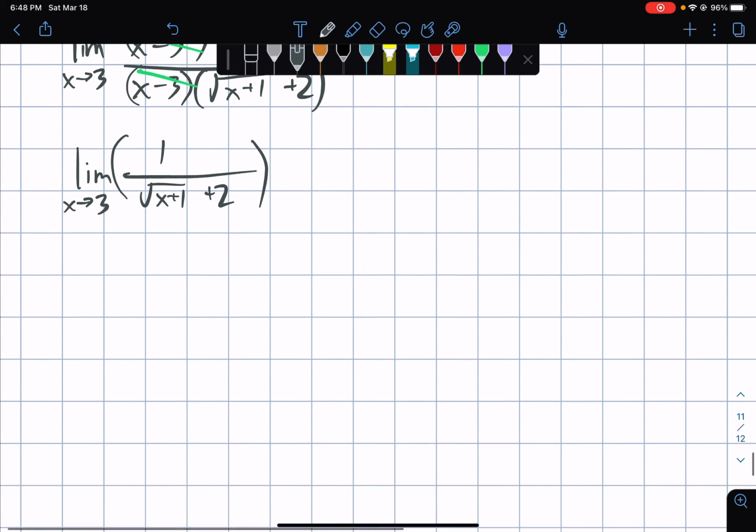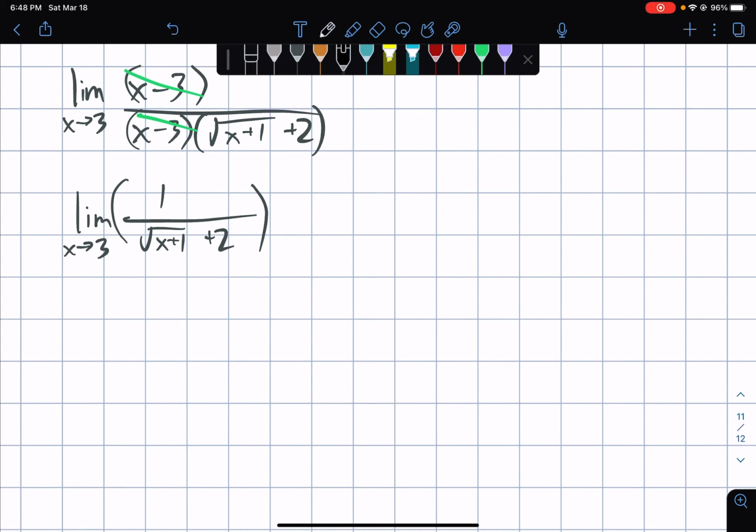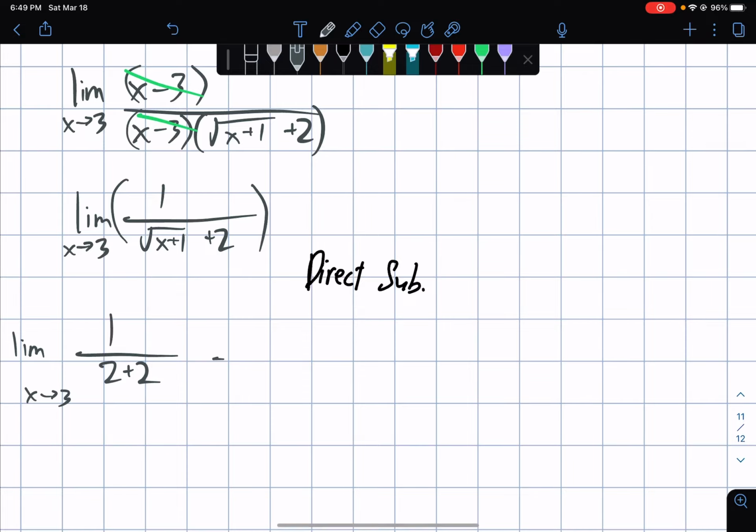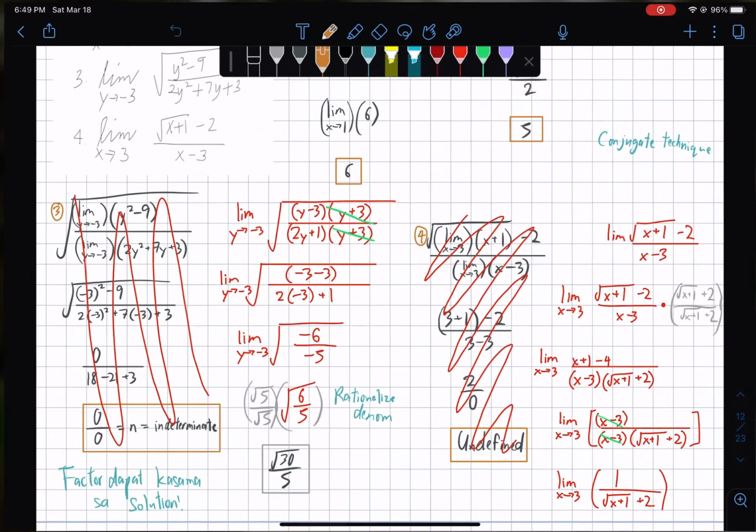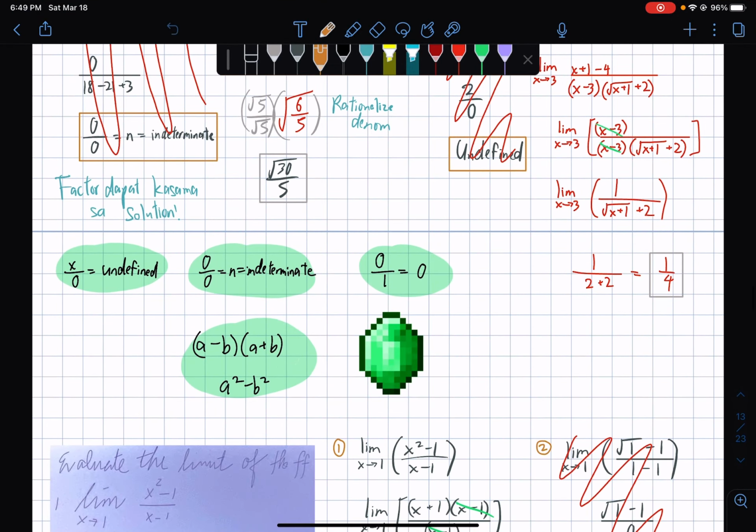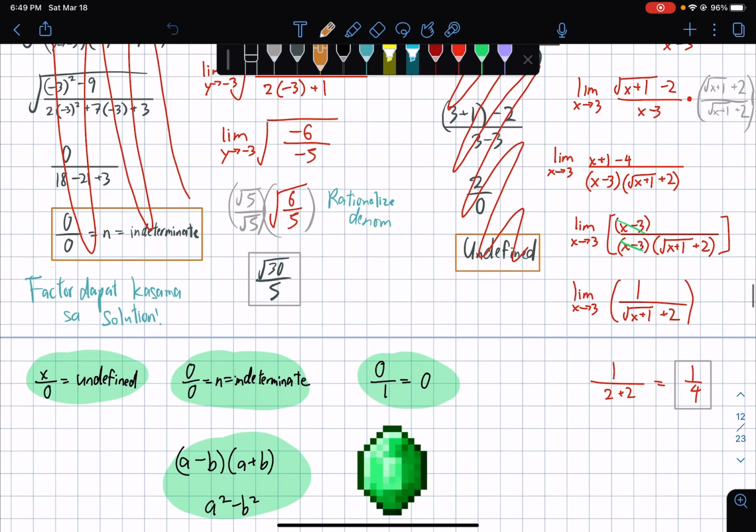And then I guess this is where we apply the direct substitution, our favorite law, the first of the first that we discussed. This is going to be square root of 4, that's 2, then plus 2, we get 1 over 4, and this is our final answer, I think. Yeah, there you go. Now we're getting it.